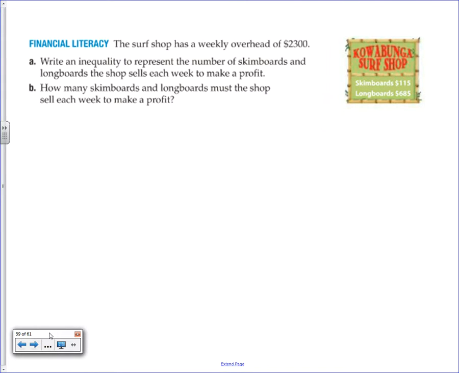Write an inequality to represent the number of skim boards and long boards the shop sells each week to make a profit. Folks, if I want to make a profit, do I need to bring in over $2,300 or less than $2,300? Over. So that would be greater than or equal to. Well, not equal to if I want a profit. It's got to be greater than 2,300 bucks. Does that make sense? Okay, how am I going to bring in money? Well, I'm going to sell skim boards and long boards.